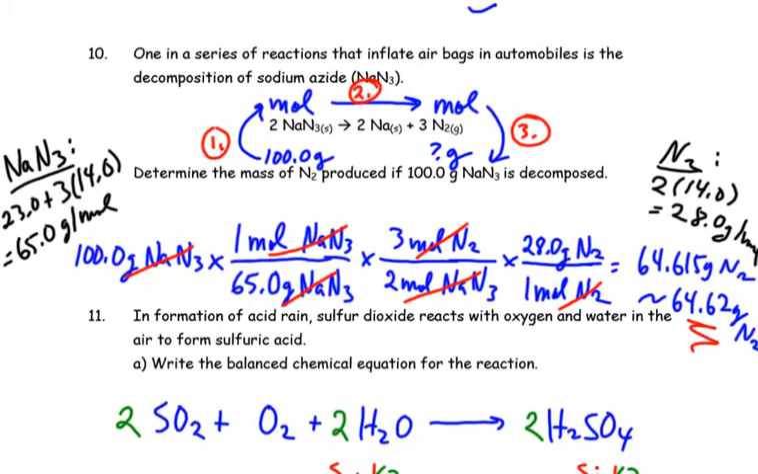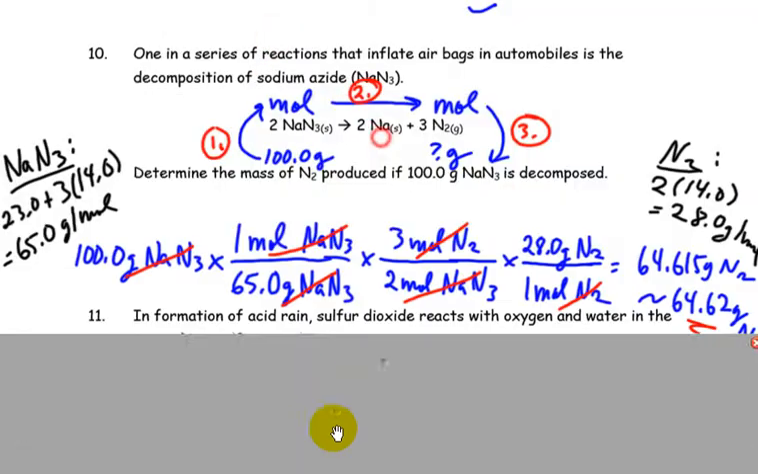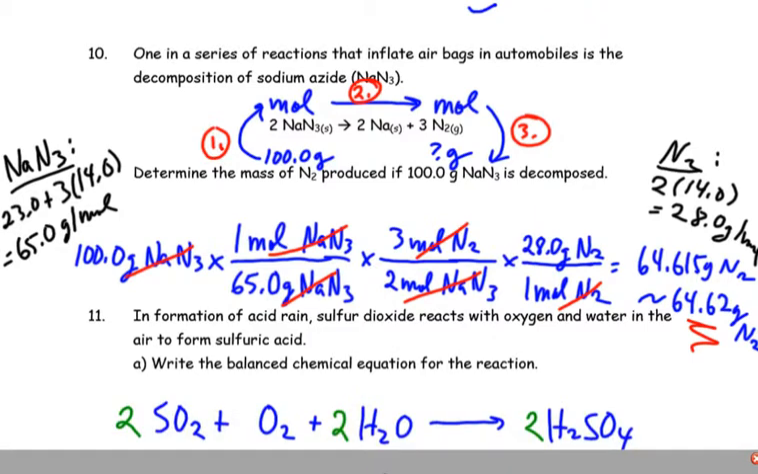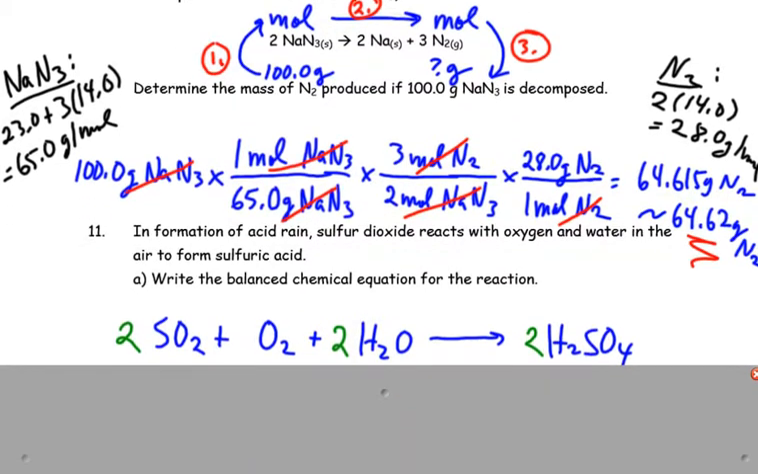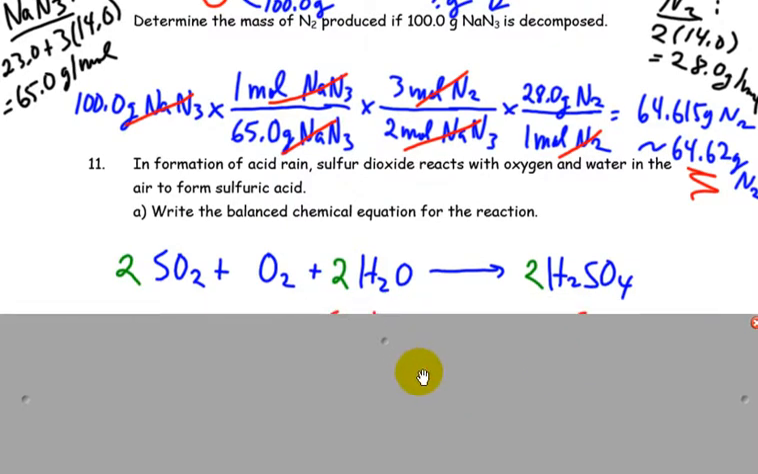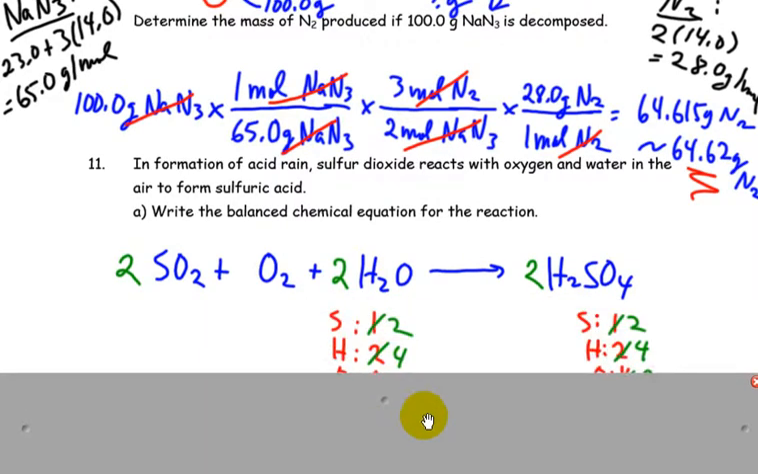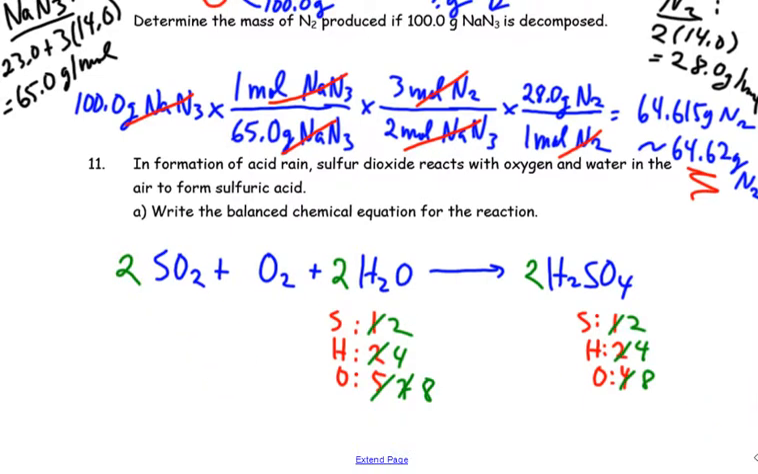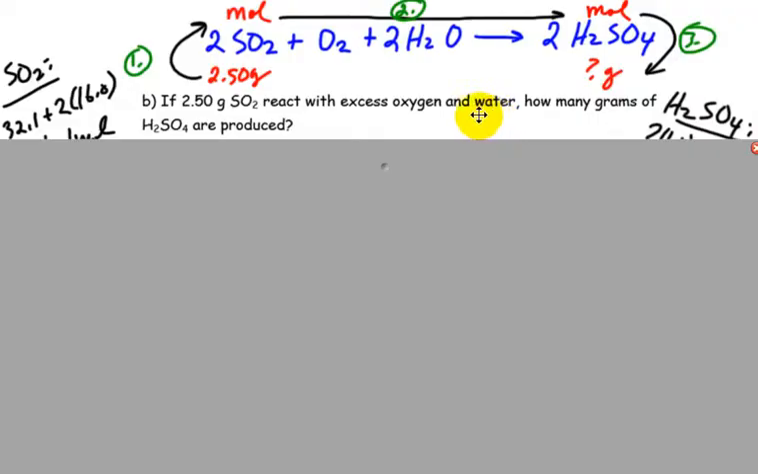Okay. Next question. In the formation of acid rain, sulfur dioxide reacts with oxygen and water to get sulfuric acid. So the balanced chemical equation is right there. I just balanced it out here. Now to the actual question. If 2.5 grams of SO2 reacts with oxygen and water, how many grams of H2SO4 are produced?